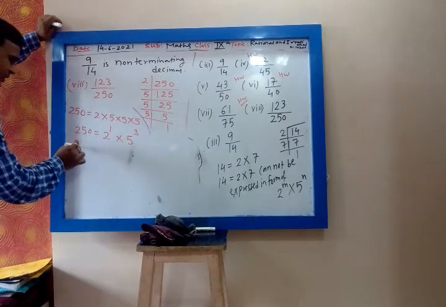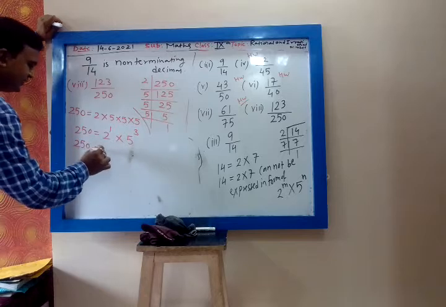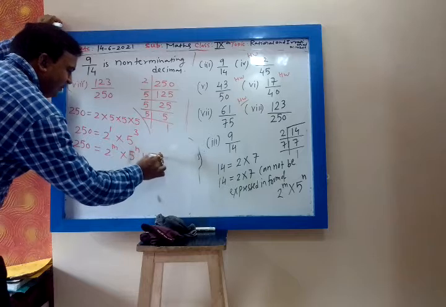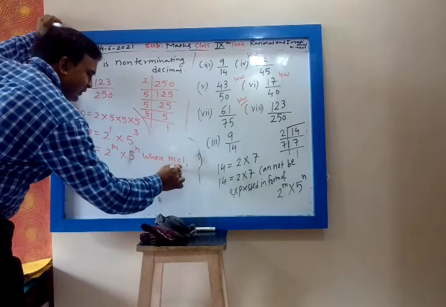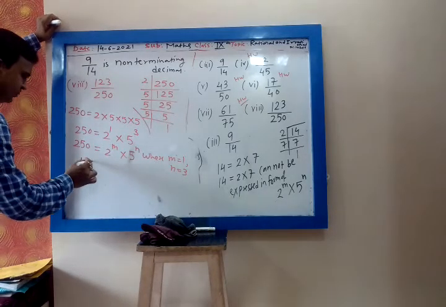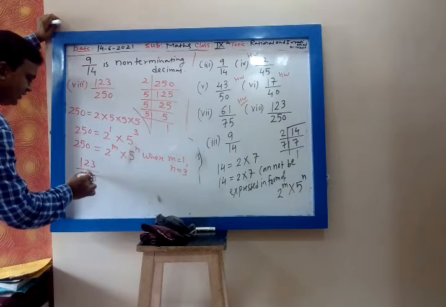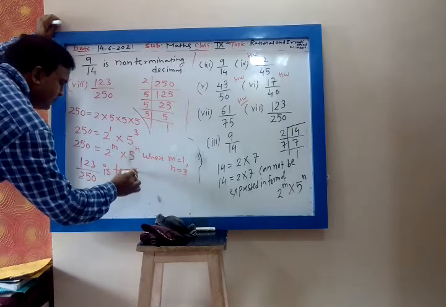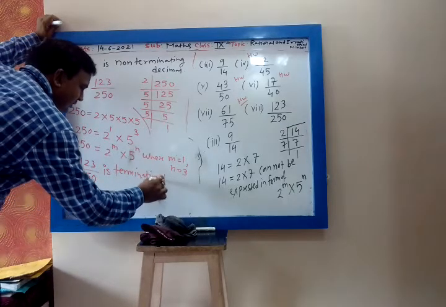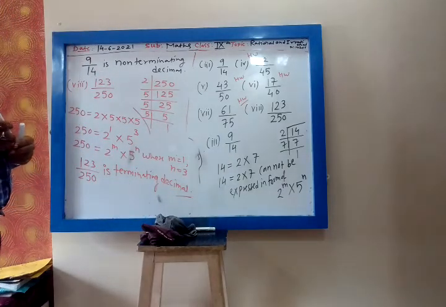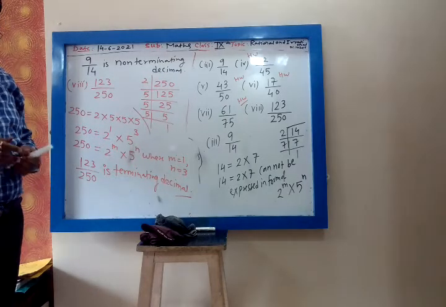So 250 I have written as 2 raised to m into 5 raised to n, where m is 1 and n is 3. So if you can express the denominator as 2 raised to m into 5 raised to n, then it is a terminating decimal. So 123 upon 250 is a terminating decimal, meaning the division will stop after the decimal. So now this completes exercise 1A.